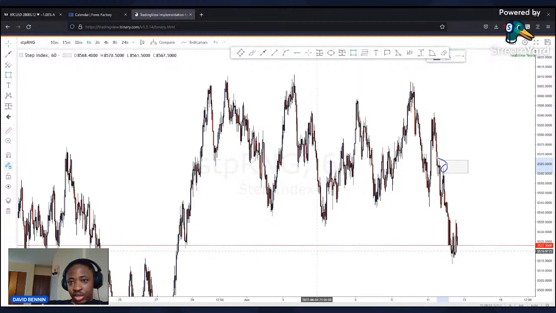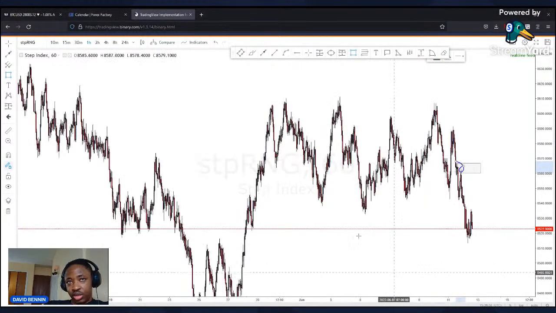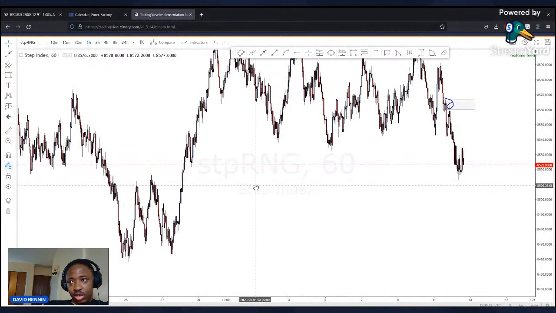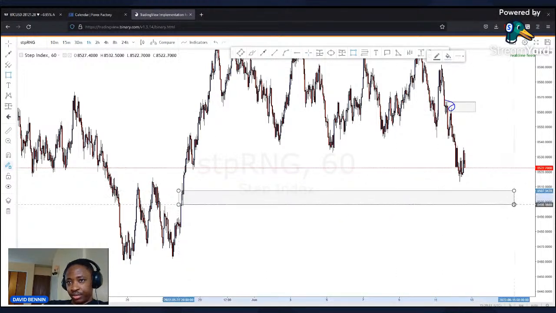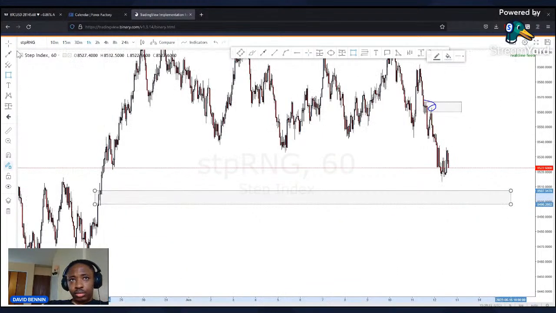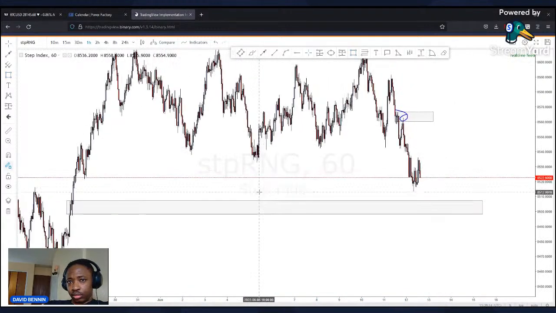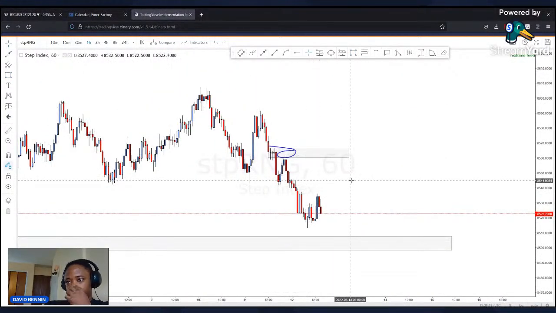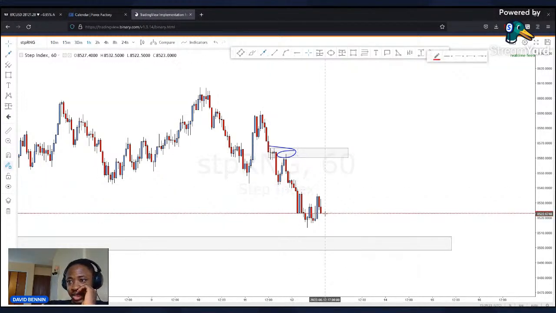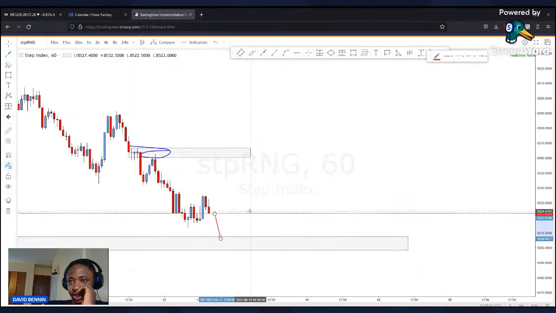I closed the trade, but it didn't hit my target. Where was the target again? Yeah, this is the target here. I was looking at this next liquidity here. So this looks like a good scalp into this level here.